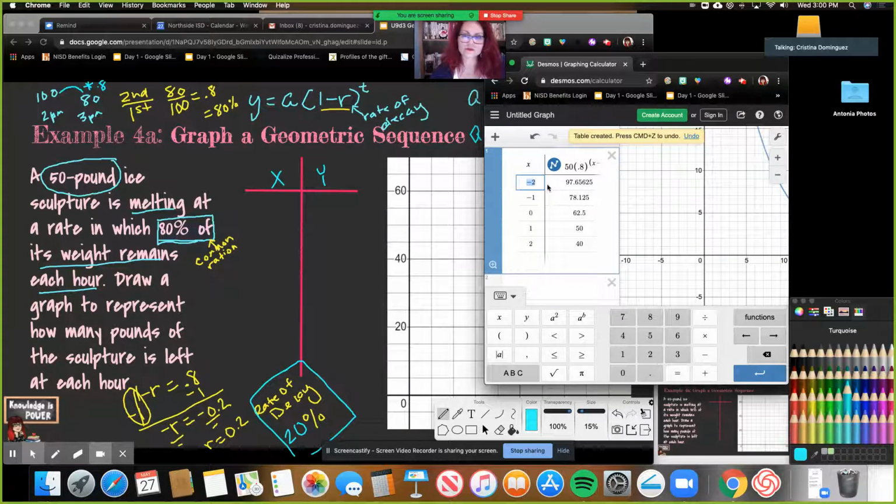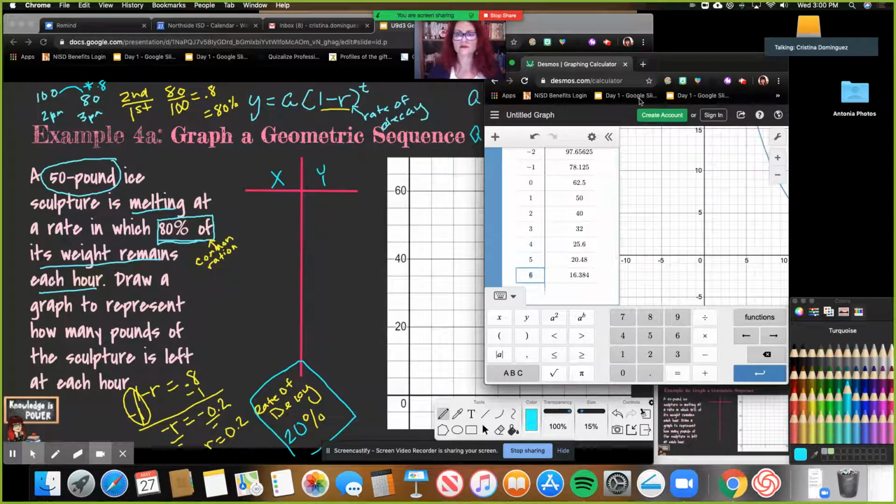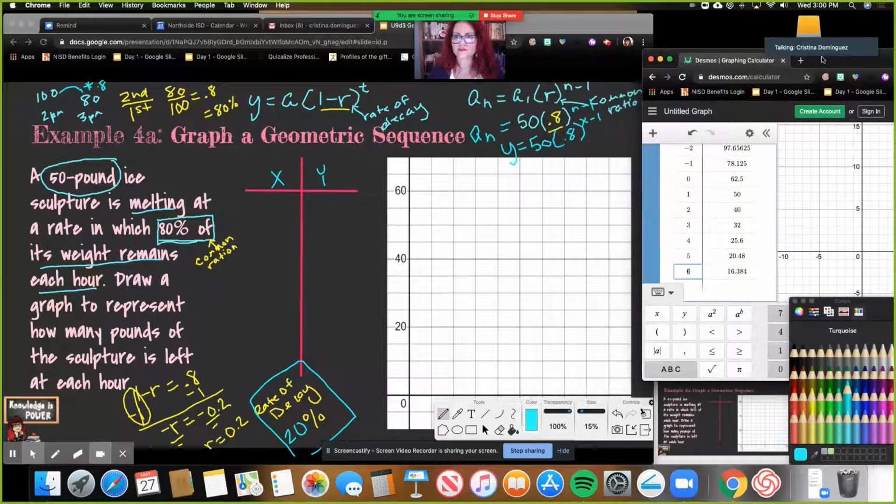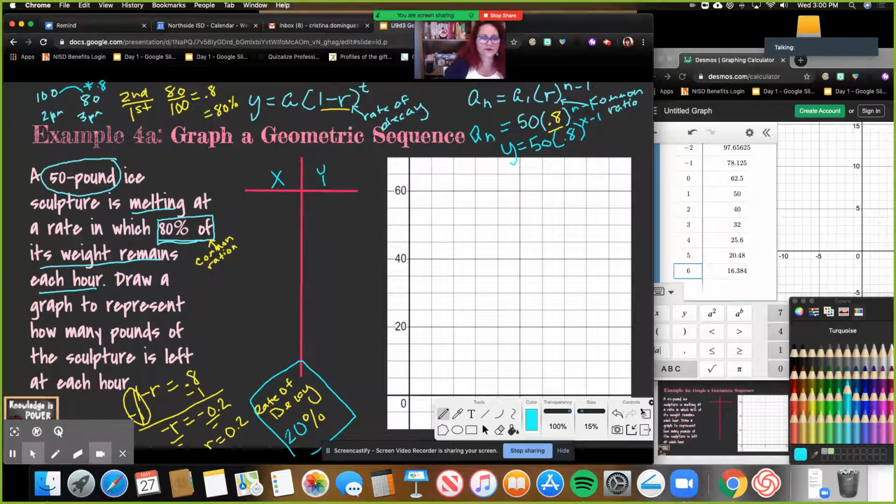Not really interested in negative time, so I'm just going to ignore those. But here I'm probably going to put it until about 6. So I've got 3, 4, 5, and 6. And there we are, I've got my little table all nice and dandy. I'm going to transfer it over into my notes so that I have them forever and ever.